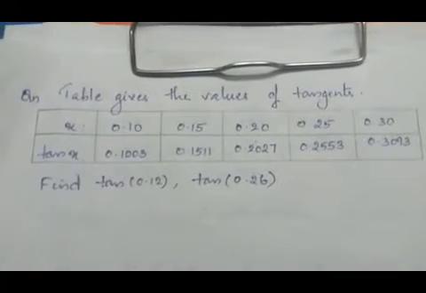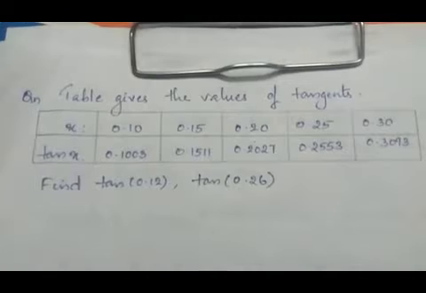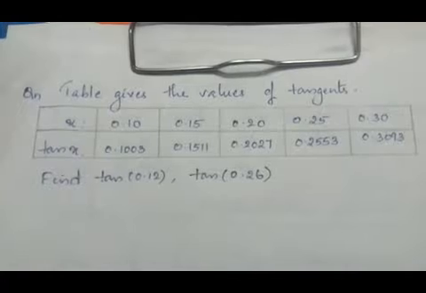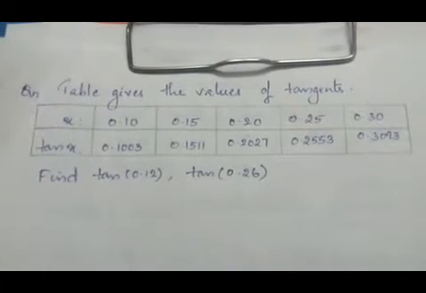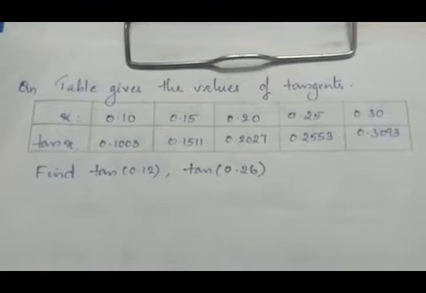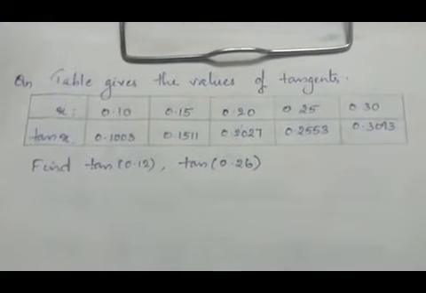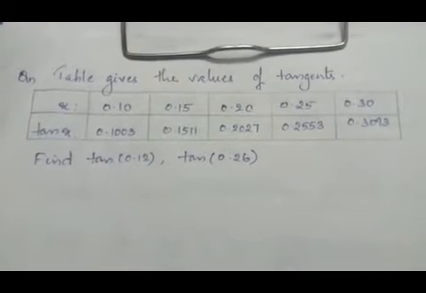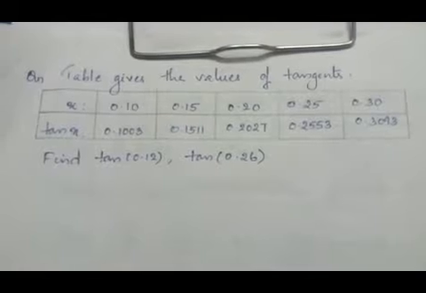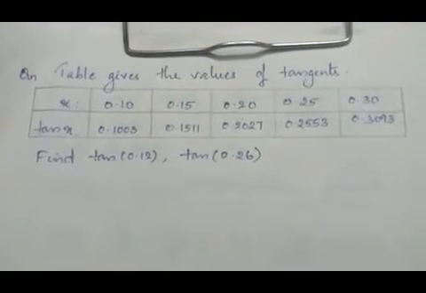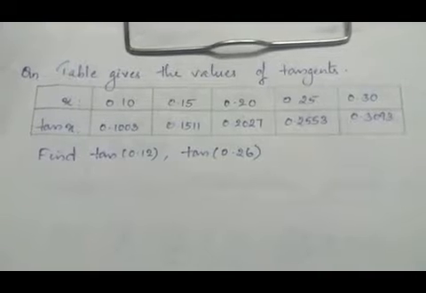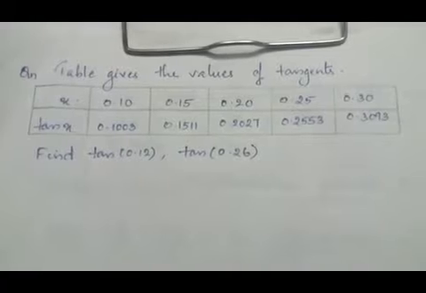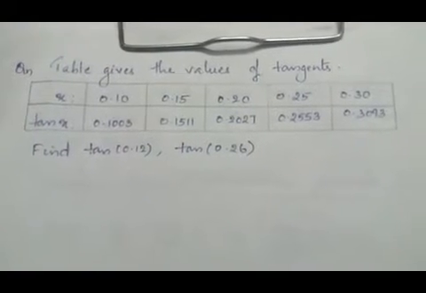Now let's consider the given question. We are given the values of tangents and we have to find tan 0.12 and tan 0.26 from the given set of values. So the first step is you have to construct the difference table, because the same difference table is used for forward and backward interpolation. So first we will construct the difference table, and then we will find the values for 0.12 and 0.26.